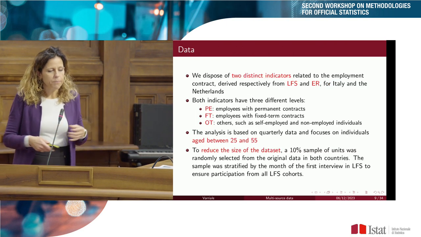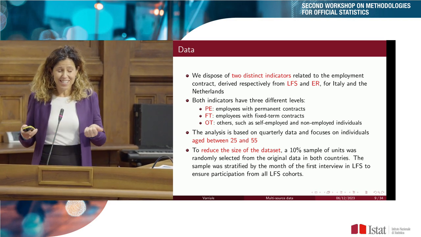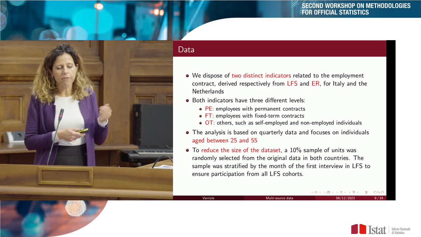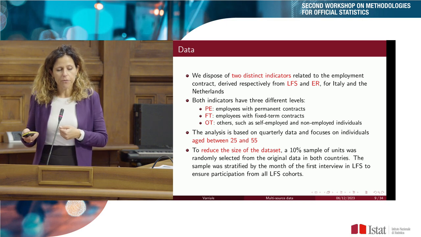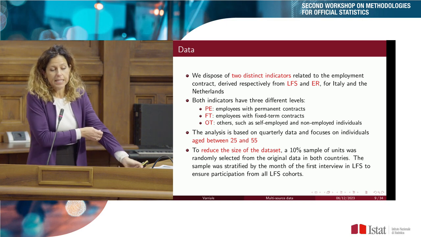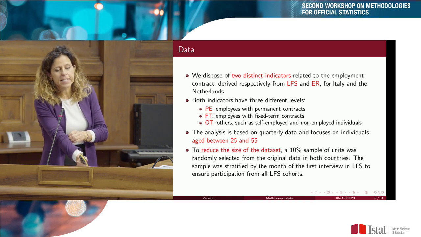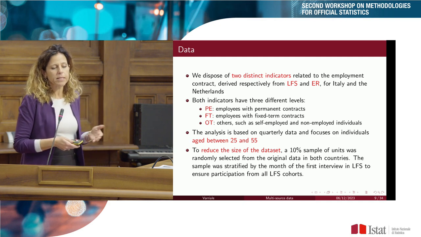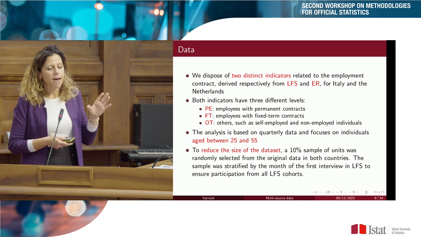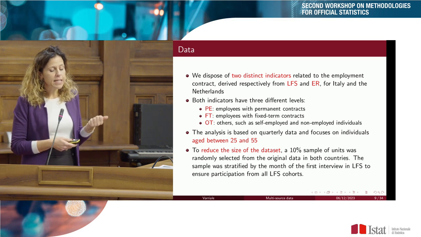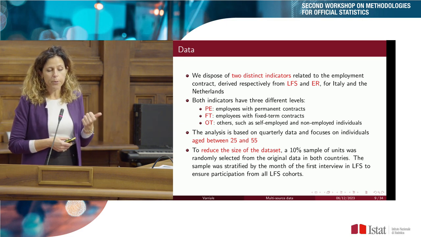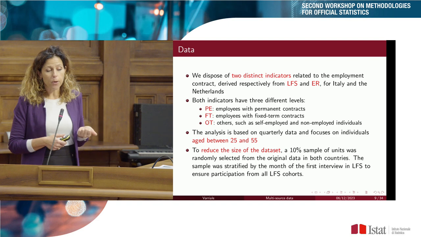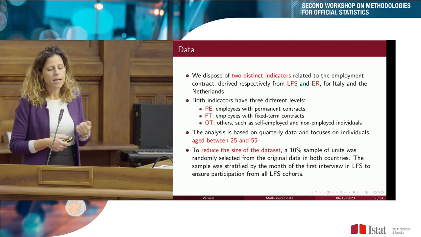So, our data. We have two distinct indicators, one coming from the labor force survey and the other one from the register, in Italy and in the Netherlands. These indicators are related to the employment contract. So, we have three different levels. First level is employees with permanent contracts, then we have employees with fixed-term contracts, and then others.